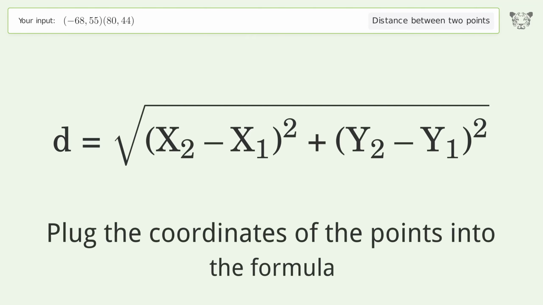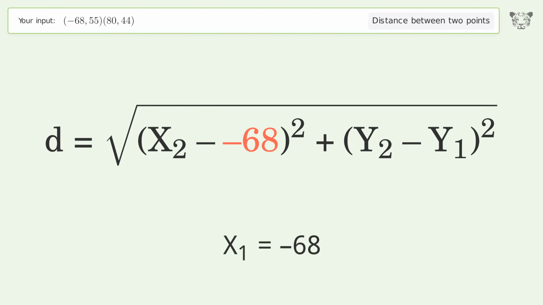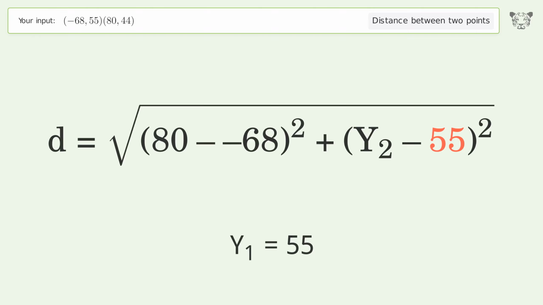Plug the coordinates of the points into the formula. x1 equals -68. x2 equals 80. y1 equals 55. y2 equals 44.